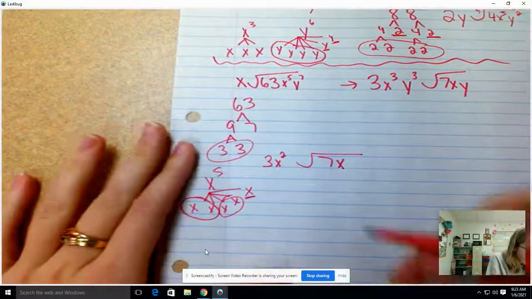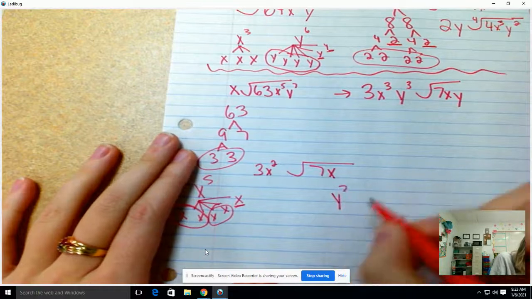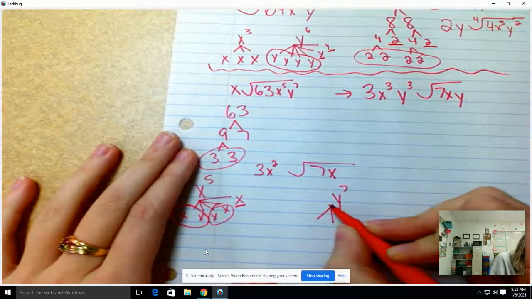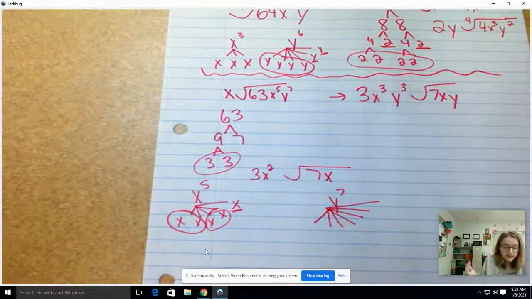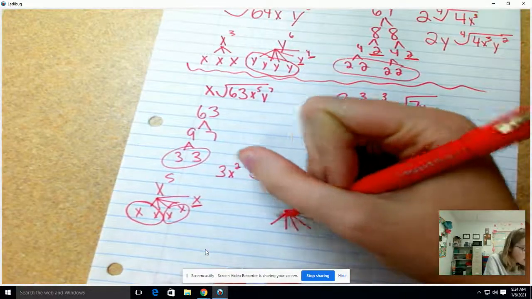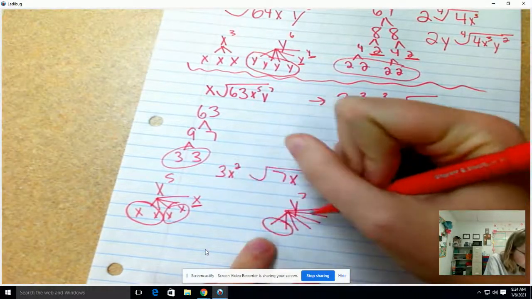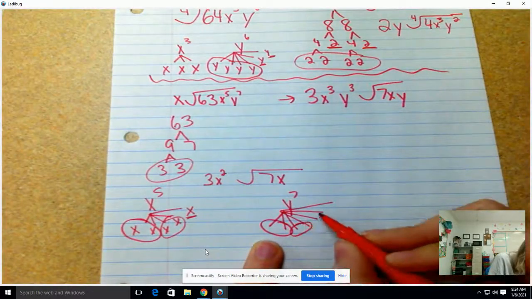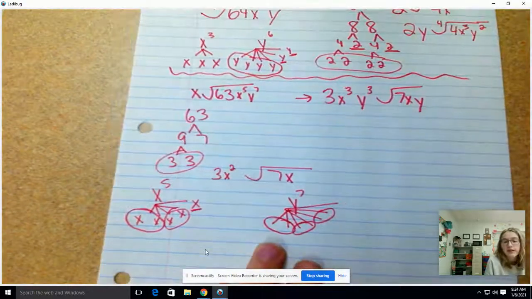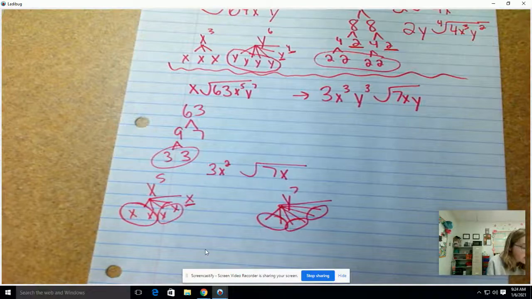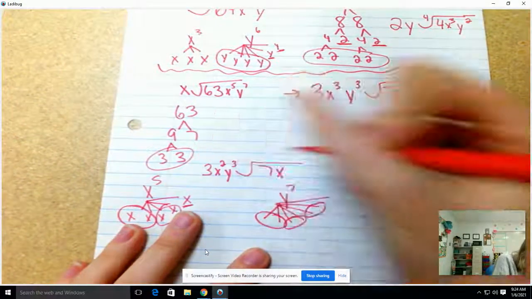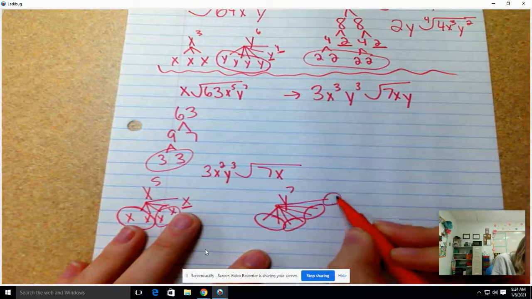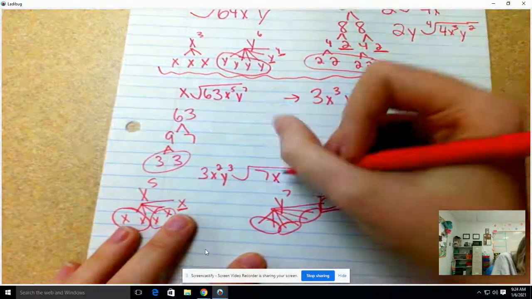And the same thing with y to the 7th. So 1, 2, 3, 4, 5, 6, 7. If I have 7, 6 is an even number, so I'm going to have 2 y's, 2 y's, and 2 y's, which is going to give me 3 pairs. So y times y times y is going to give me y cubed. And then I'm left with 1 y left over. Well, I should make that in the box.